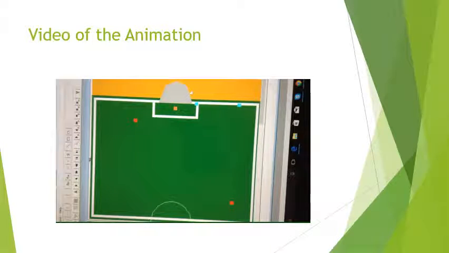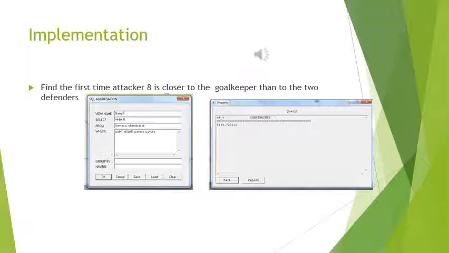This is my animation of the passing drill. This first query is to find the time that attacker A is closer to the goalkeeper than the two defenders. You might ask, why is this query so important? Well, it's very important because usually when this is the case, the attacker is offsides. Offsides is when a player is behind every single defender at the time of a pass.